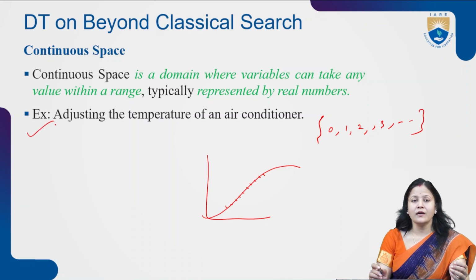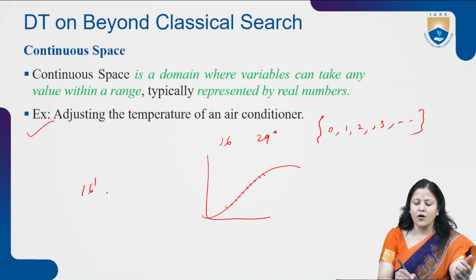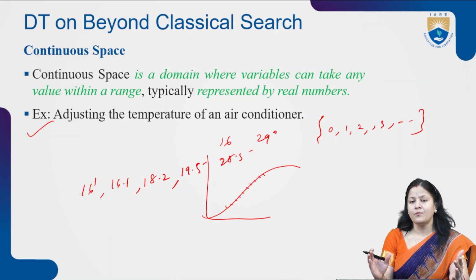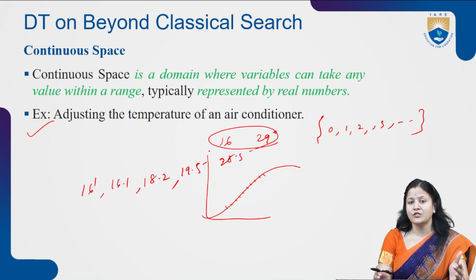Here one of the examples I have given is adjusting the temperature of an air conditioner. If you want to set the AC temperature between 16 degrees to 29 degrees, we can write 16 degrees, or we can write 16.1, 18.2, 19.5, 28.5. Like this we can assign many real number values between 16 to 29 degrees. So these values are continuous in nature, and these values depend upon the room temperature only. That is why continuous space is a domain where the variables can take any value within a range, typically represented by the real numbers.